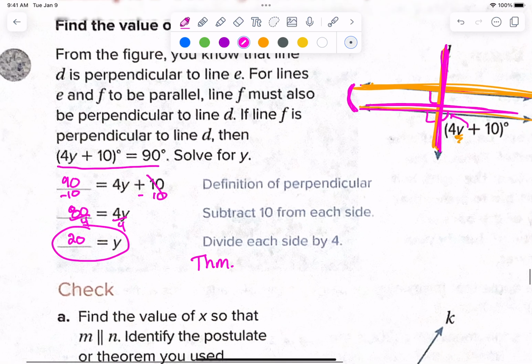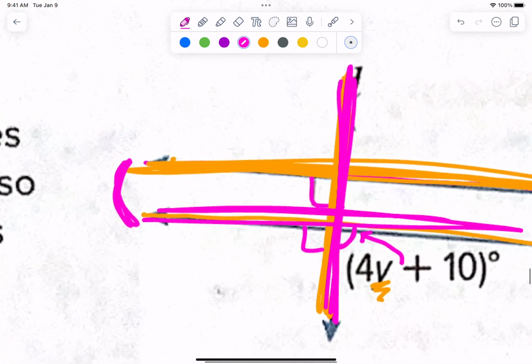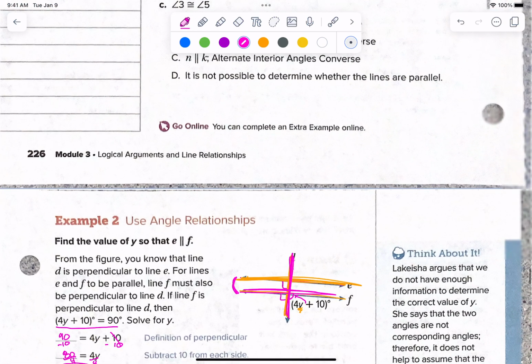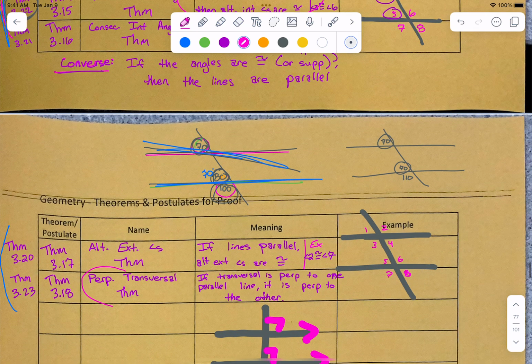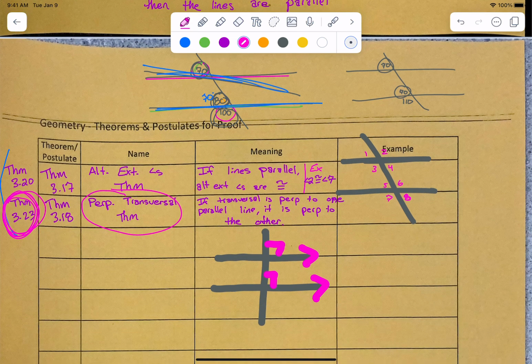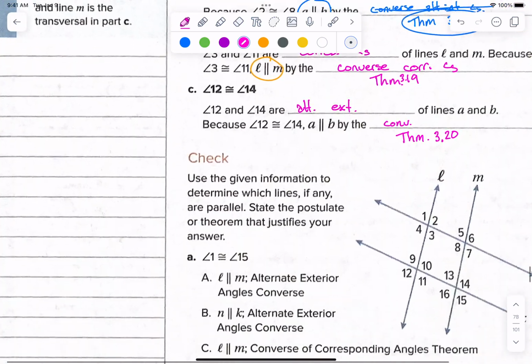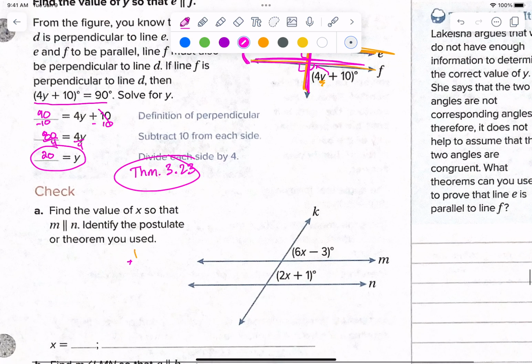How do we know that that's the case? Like if it's perpendicular to one, why is it perpendicular to the other? If they're parallel, that type of thing. Do you remember what that's called? Perpendicular transversal. It's the perpendicular transversal theorem, but the converse of it. So 323. Yep. It's the opposite. We're trying to prove that they're parallel, right? So theorem 323 is that one. Do you see how that works? Okay, there you go.